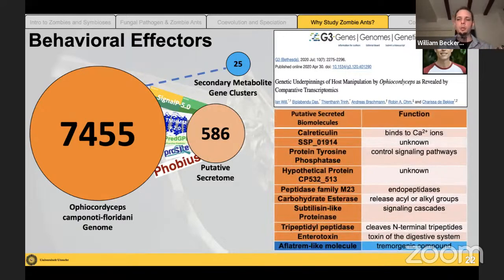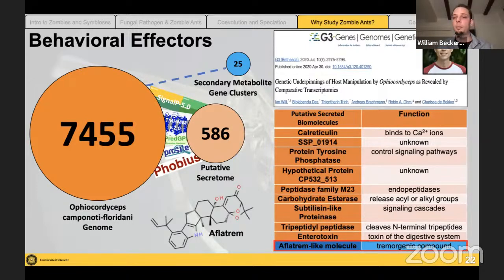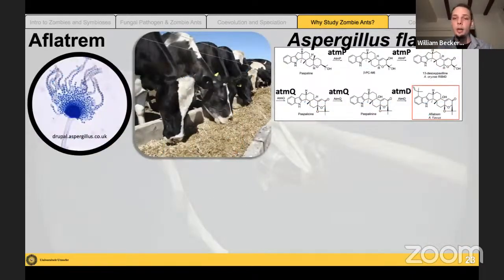And from this, we've developed a short list of potential compounds that probably have some kind of neurological effect, from things that bind to calcium ions that play a role in neuron firing, to things like toxins, and also compounds known to have neurological effects, one of which is called aflatrem. And we know aflatrem has neurological effects from previous study in another fungus, a plant pathogen that infects grain called Aspergillus flavus. And Aspergillus flavus also contains a similar secondary metabolite cluster that produces aflatrem.